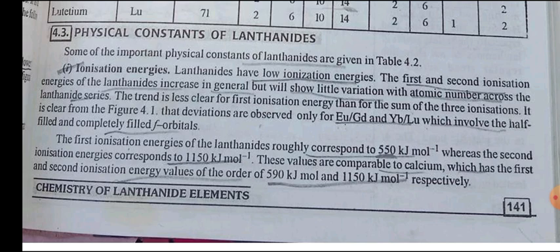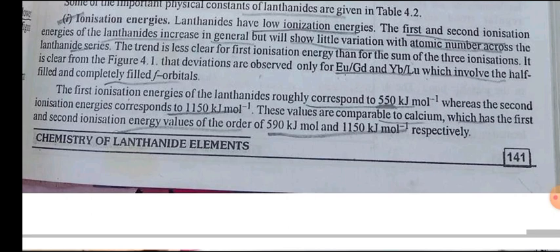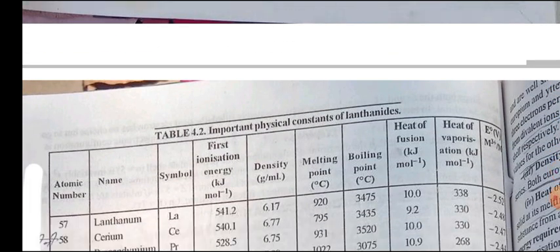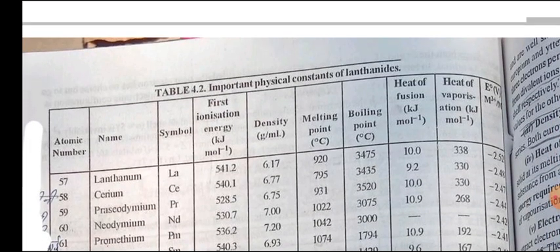The first ionization energy of the lanthanides roughly corresponds to 550 kJ mol⁻¹, whereas the second ionization energy corresponds to 1150 kJ mol⁻¹. These values are comparable to calcium, which has first and second ionization energy values of the order of 590 kJ mol⁻¹ and 1150 kJ mol⁻¹ respectively. Here is table 4.2.